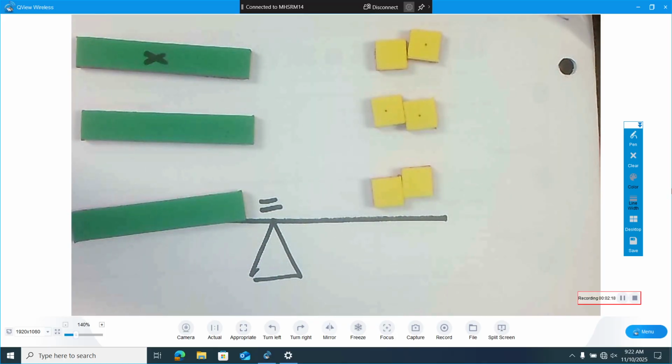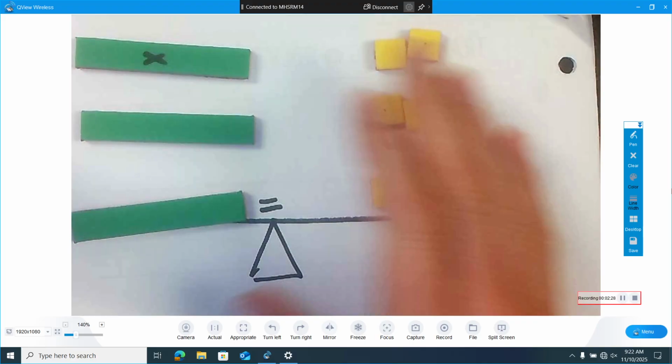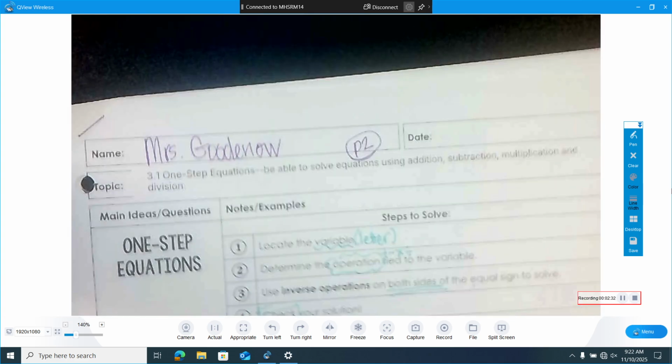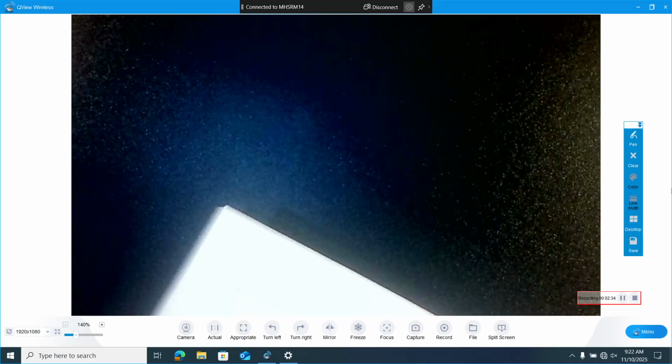So this is what we're doing. We are collecting all the X's on one side, making sure we keep our equation balanced, okay? So that is the idea we are starting with today.